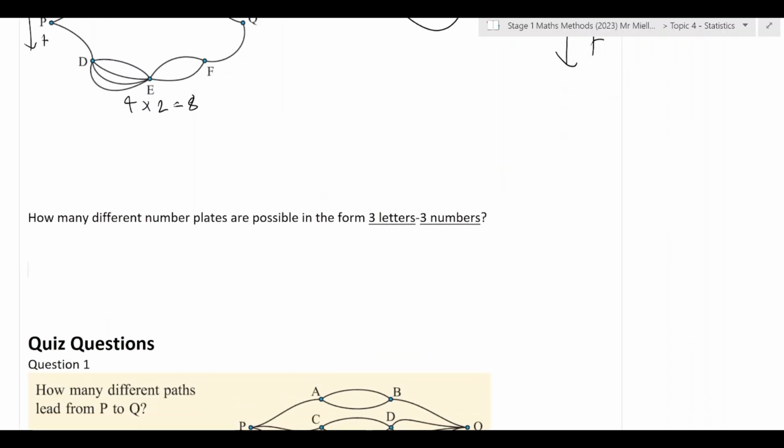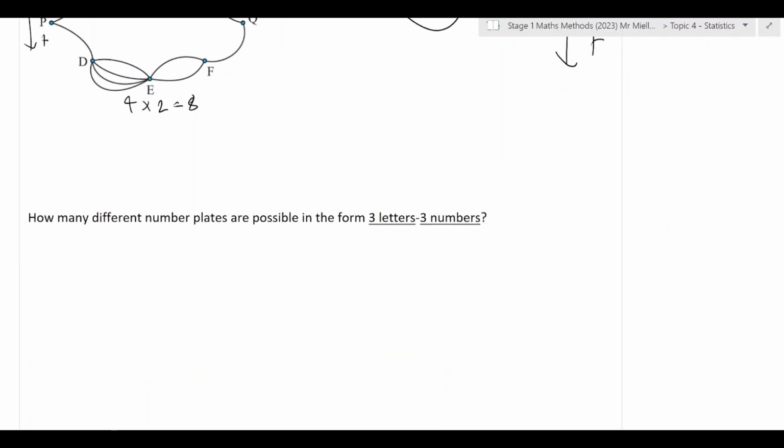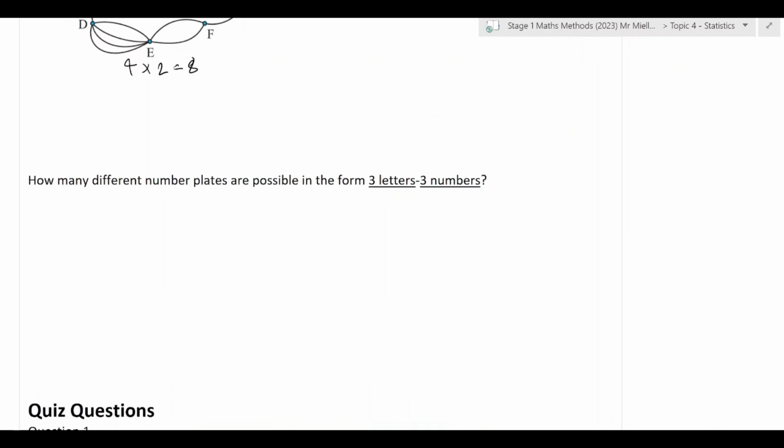The other one that I want to talk about here is just how many different number plates are possible in this form. You can sort of imagine a number plate on a car. So you've got your 3 letters. It could be like W, X, Y. And then you've got your 3 numbers. Could be like 2, 3, 5 or something like that.